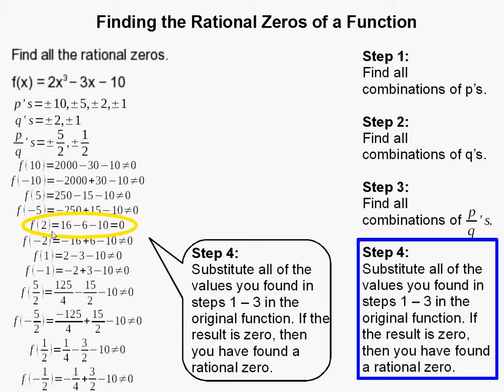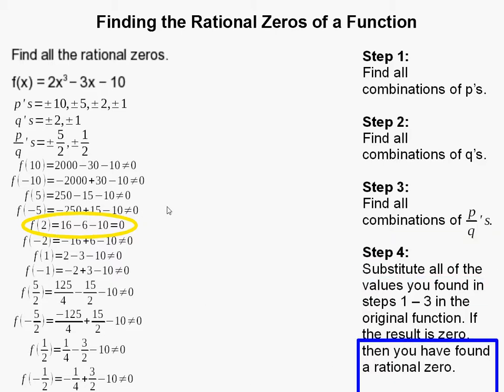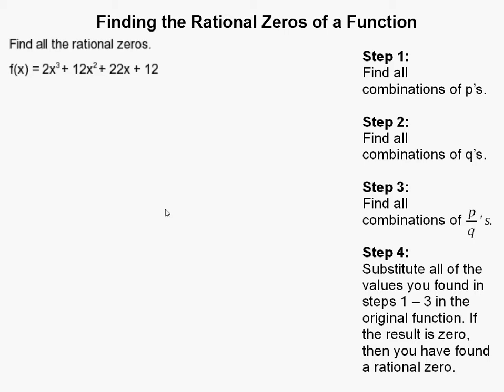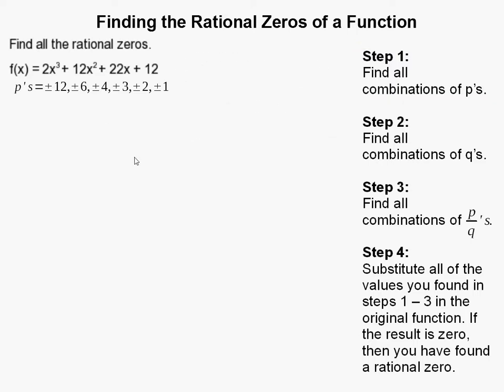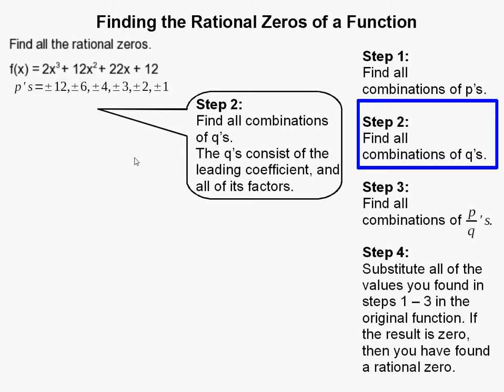All right. So let's try one more to see if you understand. So same thing. I'm going to find all the p's. The p's, I remember, are the constant. So we got to find all the factors. Wow, that's a lot because it's 12. All right. So there we go. And remember the plus or minus. Okay, found all the p's. Got to find all the combinations of the q's. That's not too bad. It's just a 2. All right, notice these overlap, so that's not too bad.